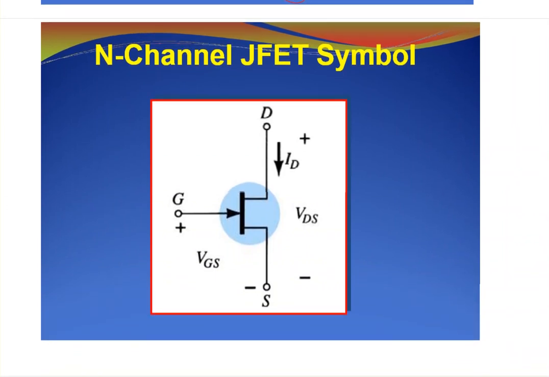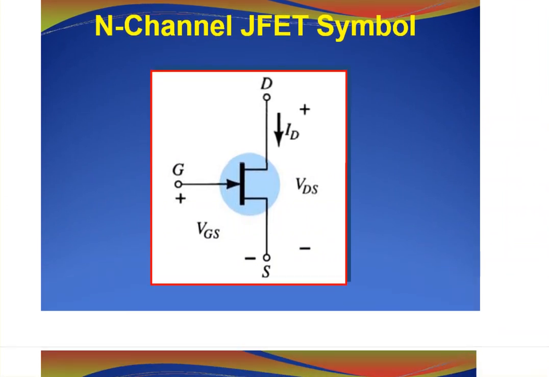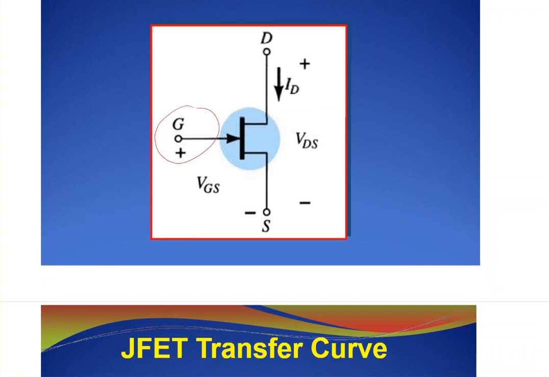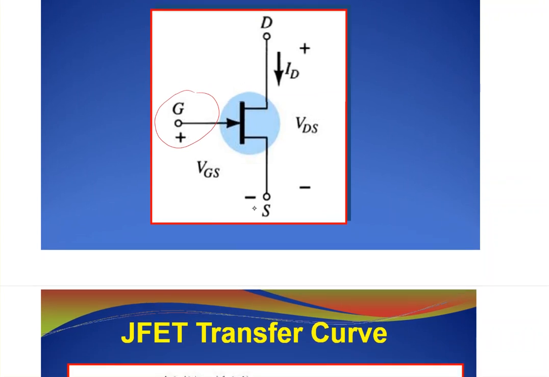And as I just said, the symbol looks like this one. As I said before, it's so simple. As you can see, here you have the gate, here you have the source, and here you have the drain, and this is our voltage. Controlling this voltage will control this current, depending on the value of the VDS that we have.